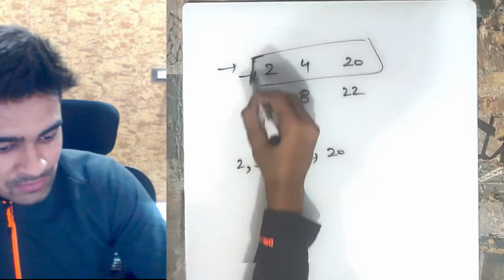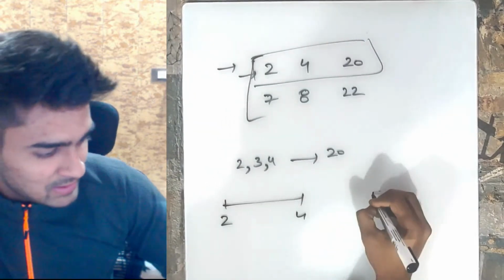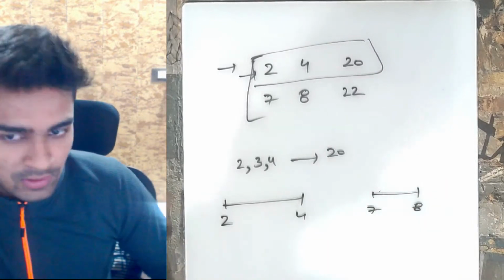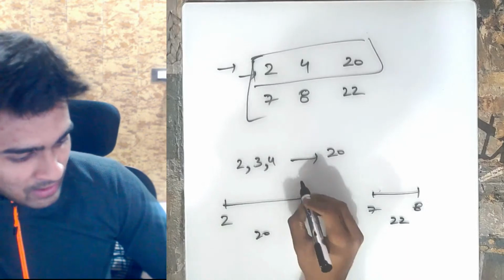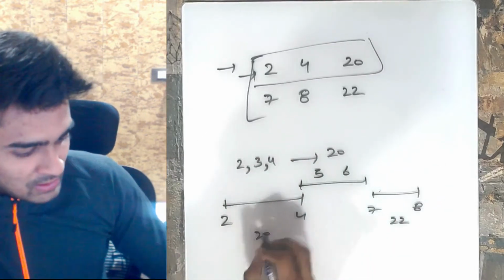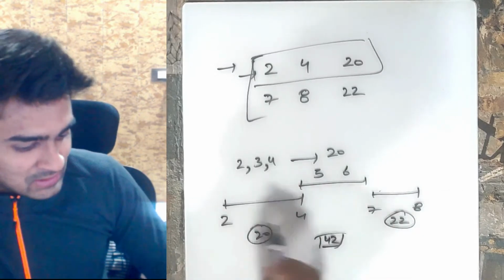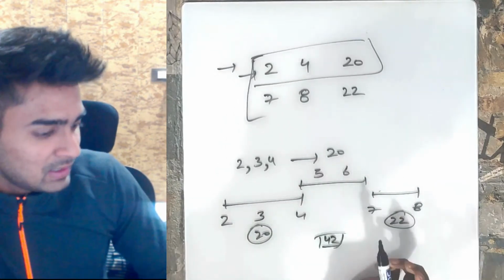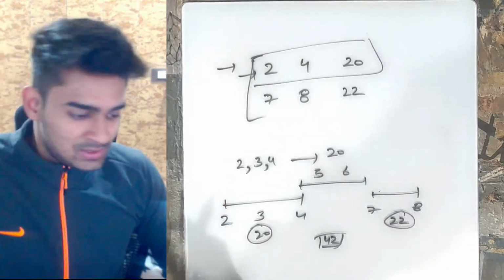Then if she gets both these values, she has a segment from 2 to 4 and a segment from 7 to 8. This has a cost of 20, this has a cost of 22, and she gets 5 and 6 as a gift. So the minimum cost is 42 and the integers she's getting are 2, 3, 4, 5, 6, 7 and 8. And there's no better way of doing this. Okay, let's jump to the second test case.